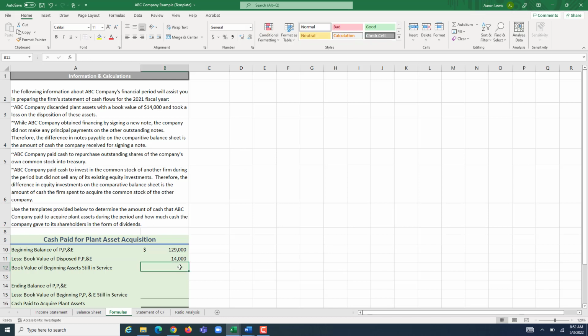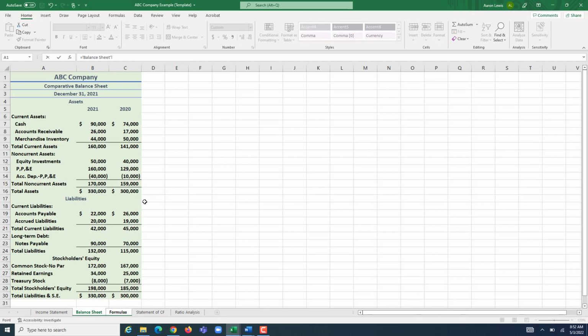If we started the period with $129,000 worth of PP&E on our books, and we threw out $14,000 worth of that PP&E that we had, that means that we have $115,000 worth of plant, property, and equipment on our books still, which has been in service since the beginning of the year. Well, what did we end with? I'm going to go down to this cell. I'm going to hit equals. I'm going to go back to my balance sheet. We see here that at the end of 2021, we ended up with $160,000 worth of PP&E on our books.